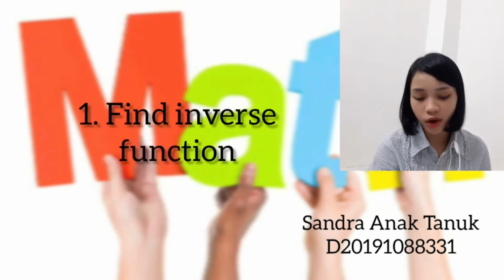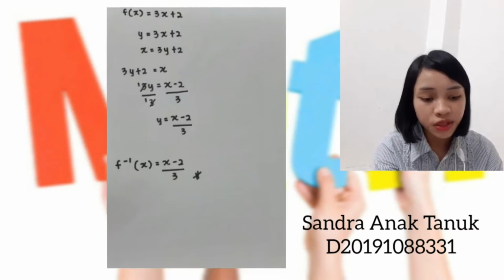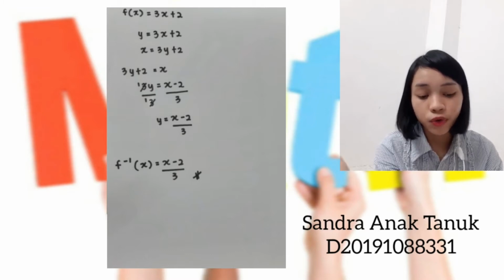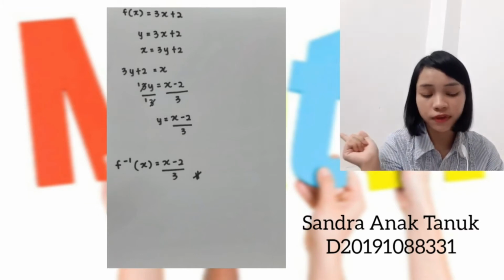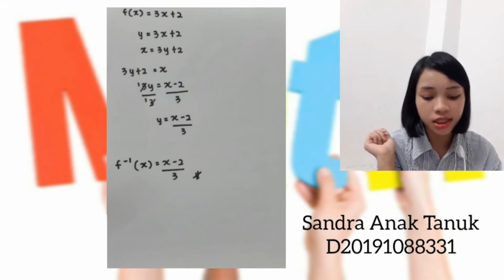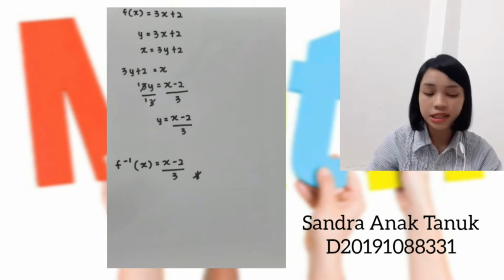For the first one, for example, if we have f(x) is equal to 3x plus 2, what we need to do is replace f(x) with y. After that, we switch x and y. After that, we solve for the value of y and we get the answer. The answer is f negative 1 of x is equal to (x minus 2) over 3.